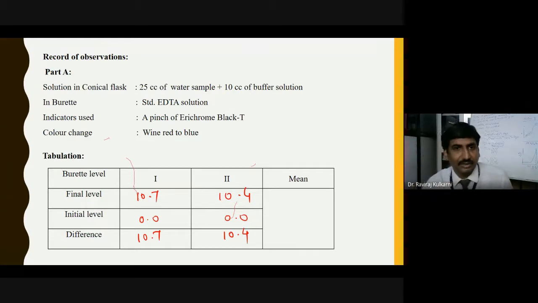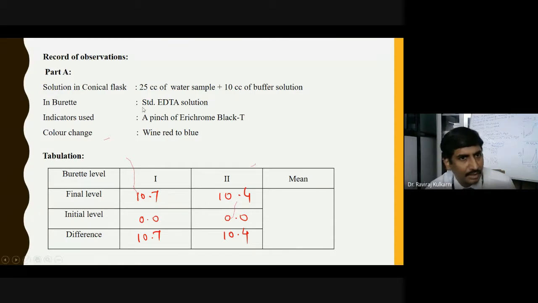Okay, what we do, we take 25 cc of hard water sample. I have mentioned 5 cc, 5 cc is sufficient. Okay, in the manual they have given 10 cc. You can add 10 cc also, doesn't matter. Okay, what is the role of the buffer solution? To maintain the pH. You take 5 cc, 10 cc, 15 cc, doesn't matter.